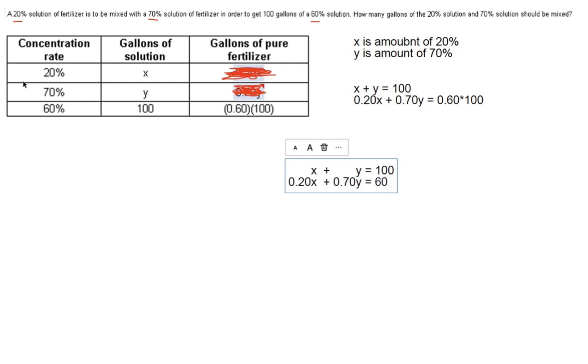So one thing you can do is you can manipulate either of these equations so that if you were to add the two equations together, it would make a letter cancel out. Okay? So one thing that the textbook does is that they multiply the top by negative 0.20. And the reason is because negative 0.20 times x, that's going to add to the bottom when we smush these equations together. It's going to cancel out.